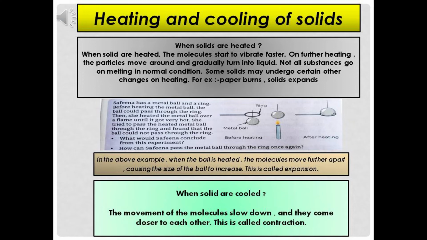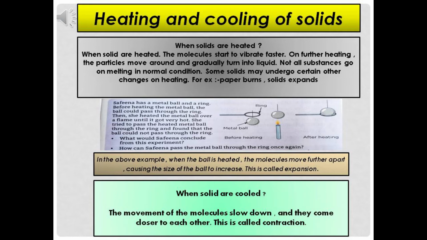Safina has a metal ball and ring. Before heating the metal ball, the ball could pass through the ring. Then she heated the metal ball in a flame until it got very hot. She tried to pass the hot metal ball through the ring and found that the ball could not pass through the ring. What would Safina conclude from her experiment? How can Safina pass the metal ball through the ring once again? This is the answer to it.